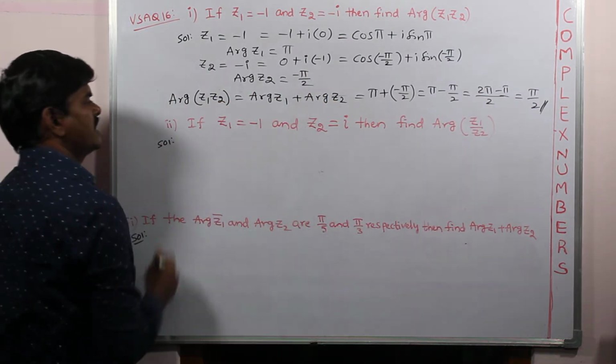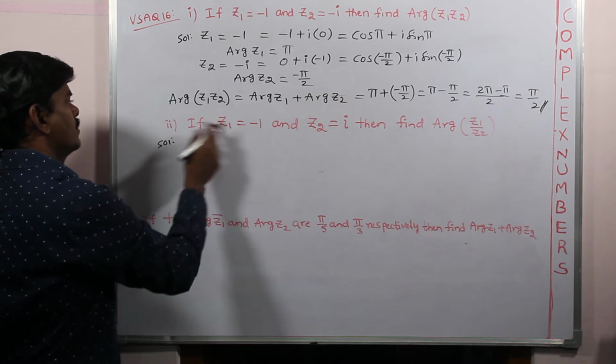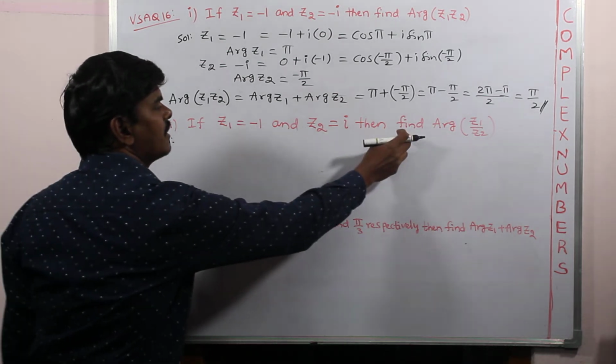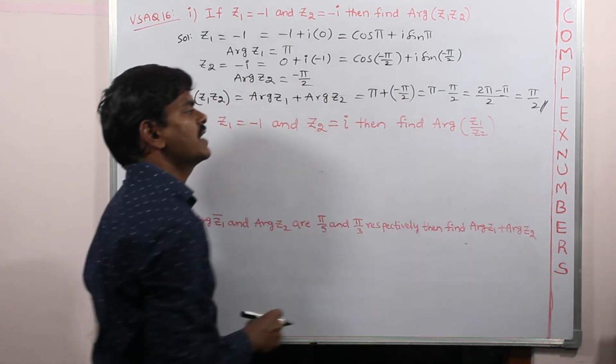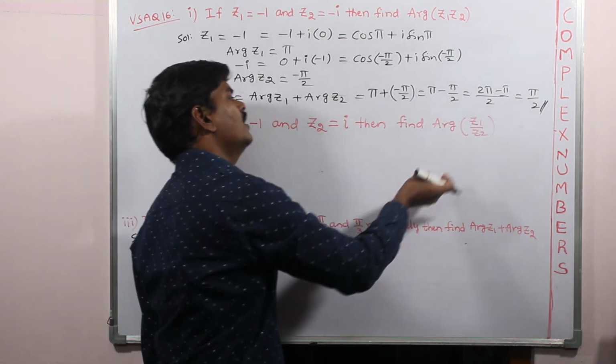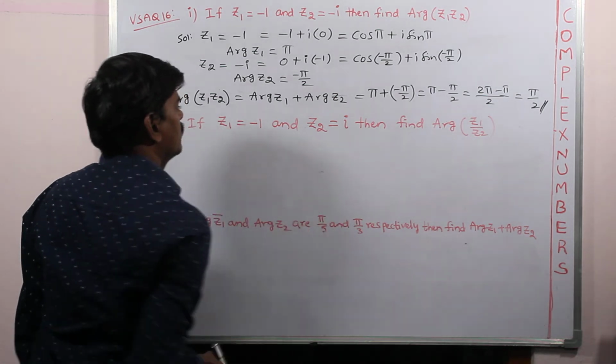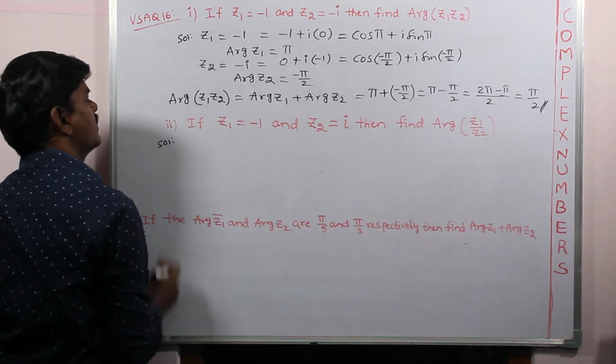Similarly, the second one is also the same. The concept is the same. So let's write: if z1 is equal to minus 1 and z2 is equal to iota, then find arg of z1 by z2. This time, arg of z1 by z2. The formula is arg z1 minus arg z2. Just the formula changed. The procedure is the same.